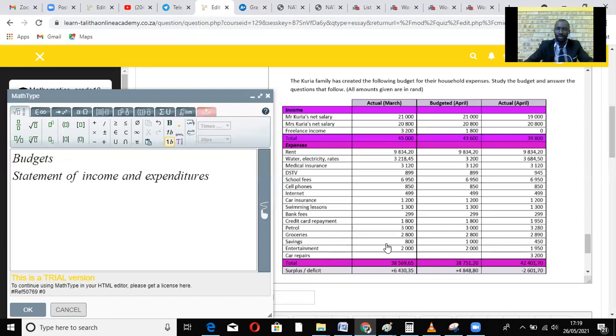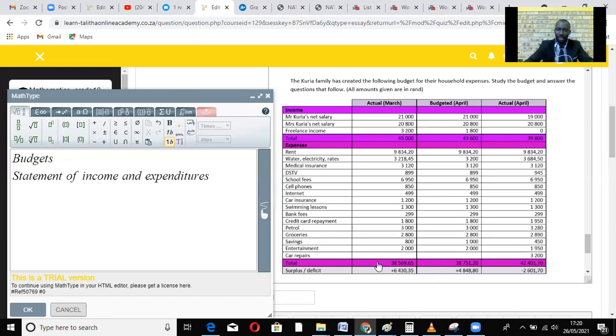Then now savings, excuse me, saving was 800 rand in March. Saving was expected to increase, that is, was budgeted to increase to 1,000. Instead, saving decreased to 450. Then entertainment in March was 2,000. Entertainment was budgeted to stay the same, but it decreased to 1,950. Car repairs. Car was not repaired in March. It wasn't expected to be repaired, but this time it had to be repaired at a cost of 3,200 rand.